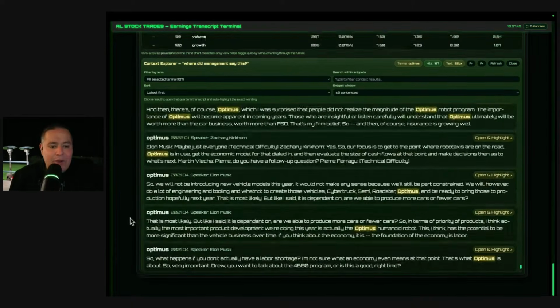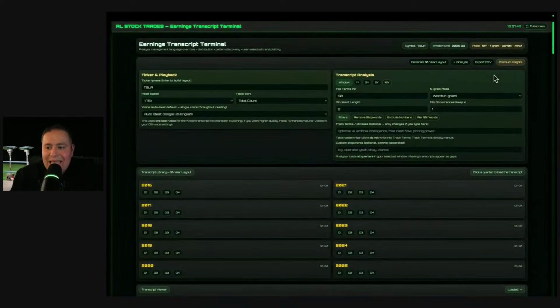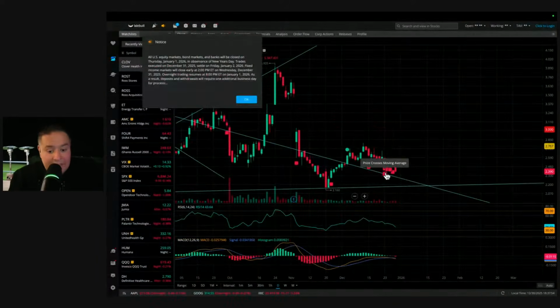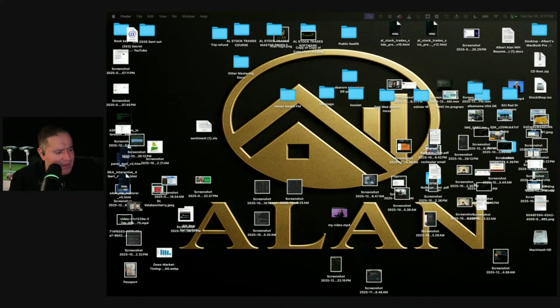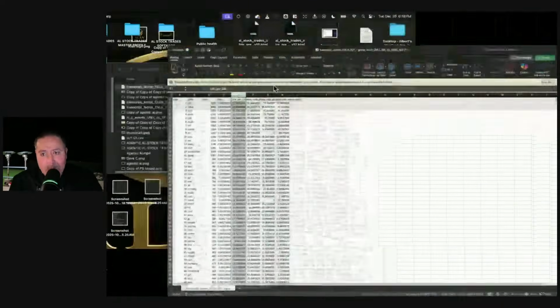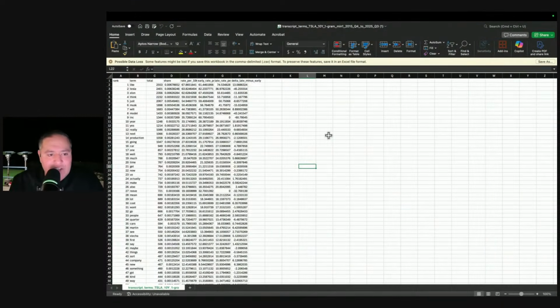So, if we were to export this to an Excel spreadsheet, you get it immediately. Then let me open up the Excel spreadsheet here. Hold on. Where is it? Oh, it's in downloads. All right, let me show you something. Okay, so this is the Excel spreadsheet that we just downloaded from the AI Stock Trades terminal.